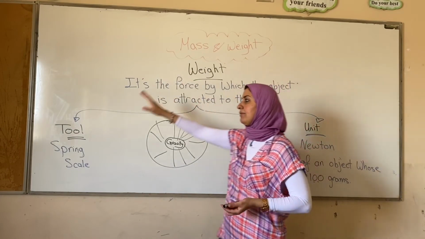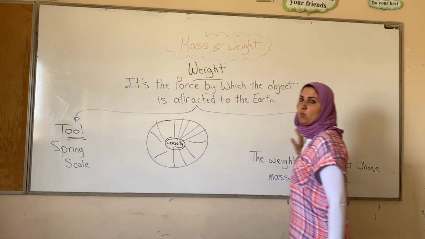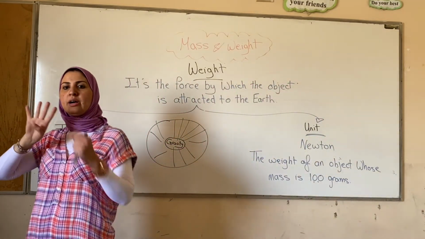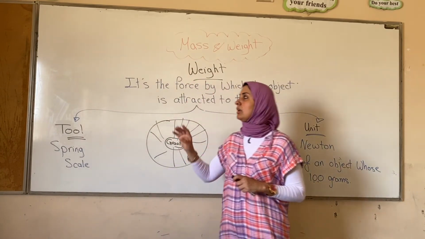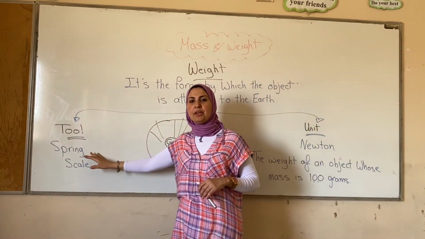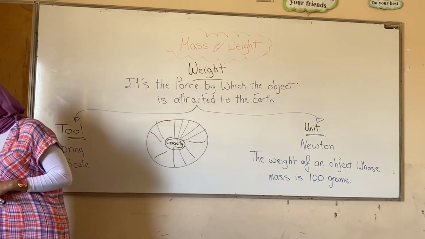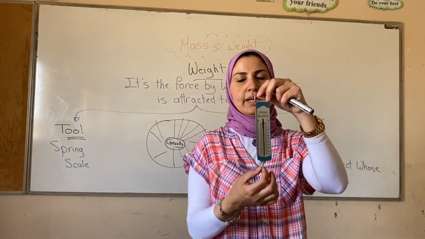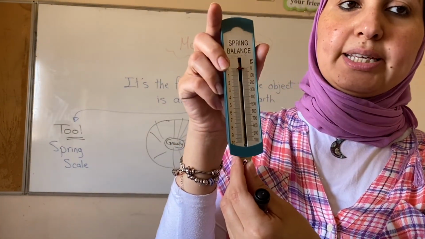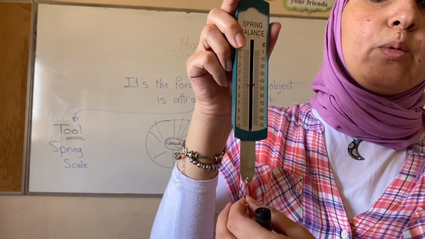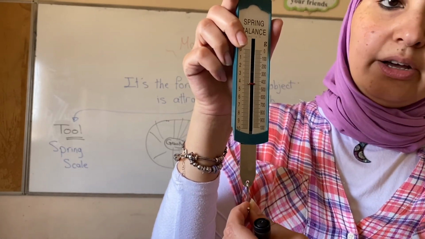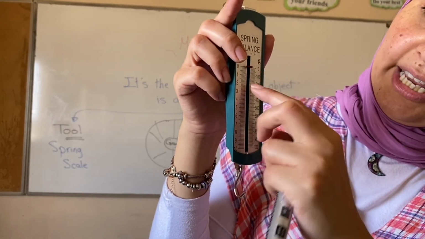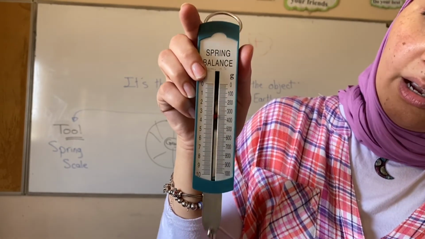In the weight we have only one tool and one unit. But in the mass we took 4 tools and 2 units. The weight is measured by something called the spring scale. What does the spring scale look like? It is like this. Can you see it? This is the spring scale. This hanger is to hang what I'm going to measure, and it will go down. Can you see the numbers in here so that I can read them?